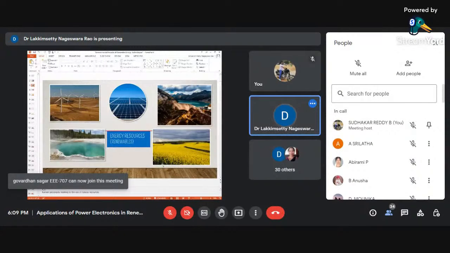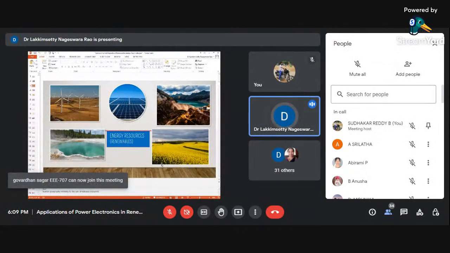As you all know, the world is looking for alternative fuels, that is, non-conventional as well as the conventional sources we have, especially renewable and non-renewable. These non-renewable sources will be depleted after some time, as we all know. We need to go for some alternative resources.